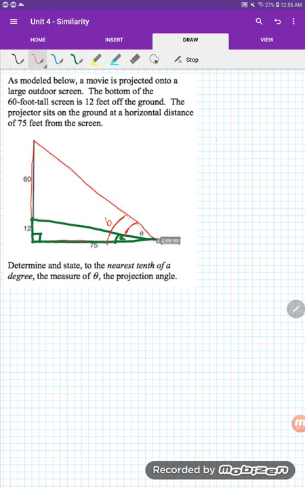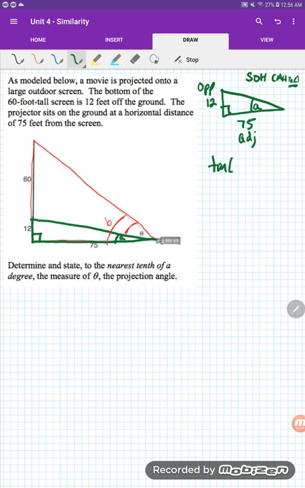So let's do the green one first, the tiny triangle. I'm just gonna draw the triangle here again. So this is angle A, and we have 12 and 75. And this is a tangent problem because this is opposite and this is adjacent. And we know SOH CAH TOA, and we have opposite and adjacent, so we got to use tangent. So this is tangent of the angle A is equal to opposite, which is 12, over adjacent, which is 75. And you can work that out.